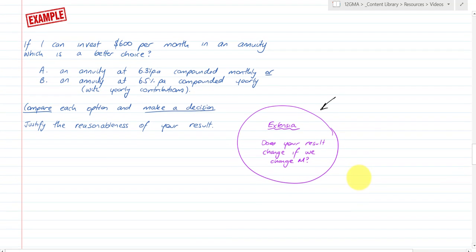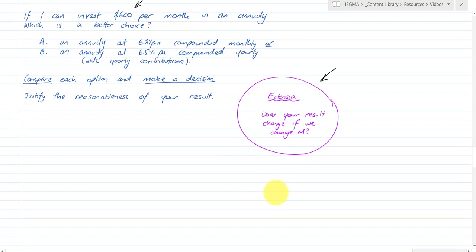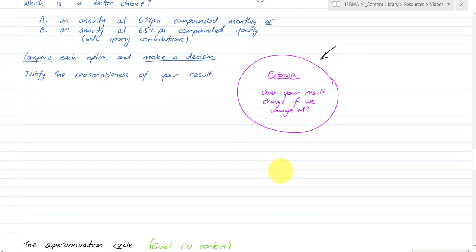Example. Let's say I can afford to invest $600 per month in an annuity, which is the better choice? An annuity at 6.3% per annum compounded monthly, or an annuity at 6.5% per annum compounded yearly, with yearly contributions. Compare each option and make a decision.